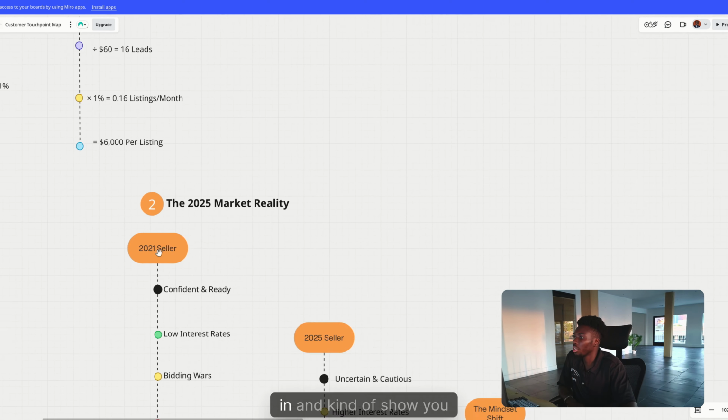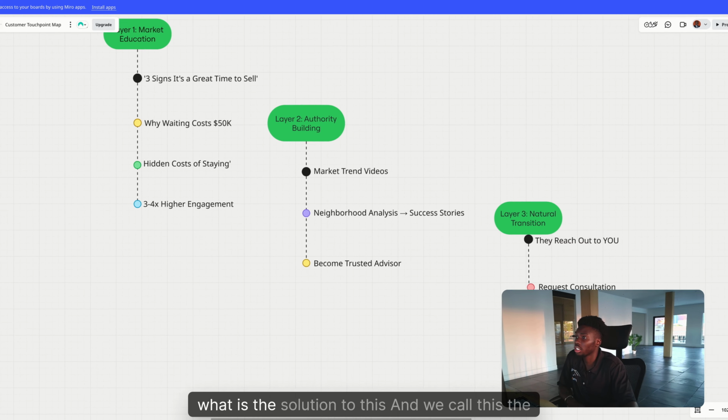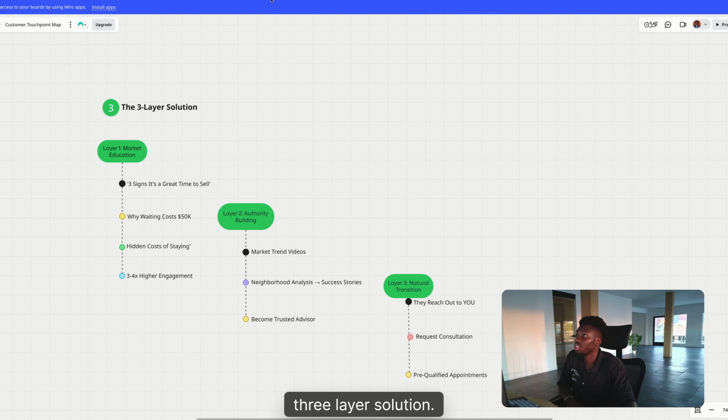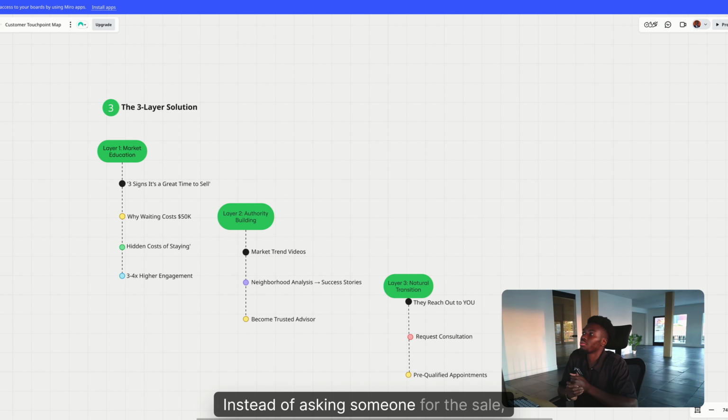So let's actually show you the solution to this, and we call this the 3-layer solution. Instead of asking someone for the sale, we provide value first. And obviously, you're probably wondering, that's the obvious thing to do, of course. But instead of targeting people ready to sell, we target people who should sell but don't know yet. So layer one is market educational content. The ad concept behind this is just providing value and being educational. It's a good way to nurture prospects and have them long term.